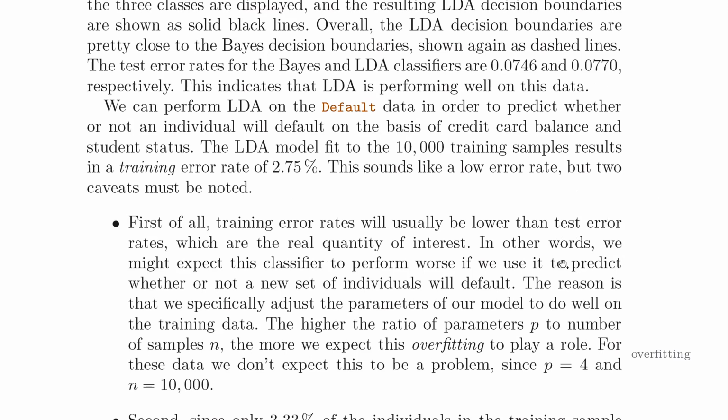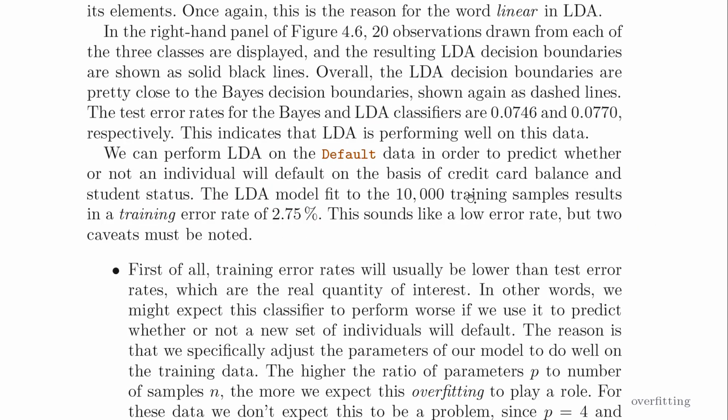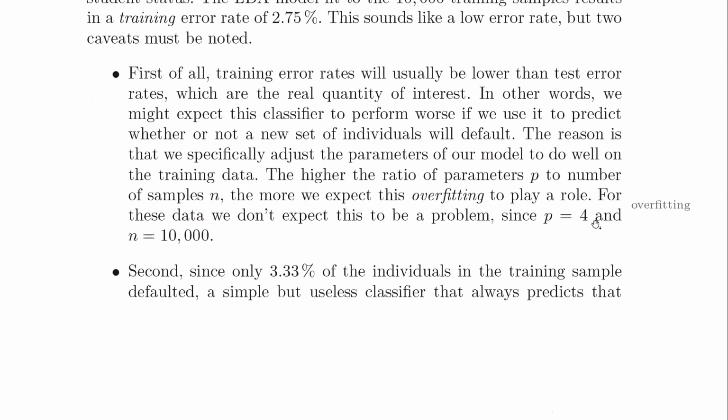So why P equals 4? Isn't that only 2? Credit card balance, that's number 1. Student status, that's number 2. Not entirely sure. Would I go so far as to say that this might be a typo?